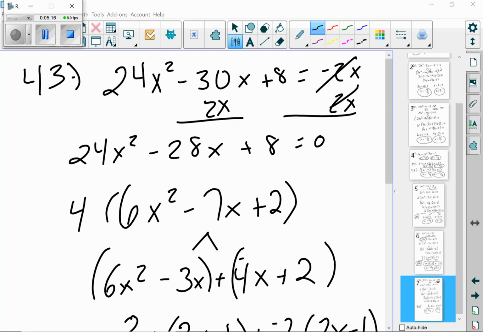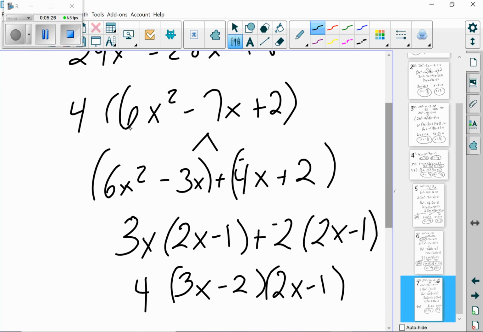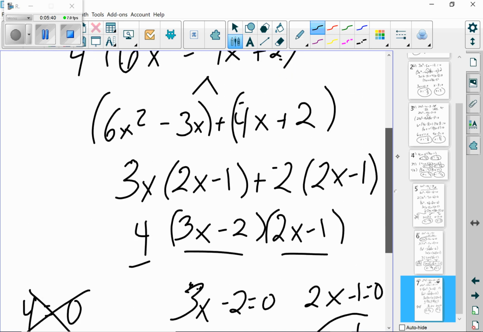Okay, 43, last problem. 24x squared minus 30x plus 8 equals -2x. Bring the 2x to the other side, makes -28x. Pull out the 4 first. Okay, make sure you pull out the GCF if it makes the problem easier to factor. I'm only factoring a 12 here, and I've got to have two negatives that make a 12. Here's -3, -4. I got the factors at the bottom, a 4 out front, a 3x minus 2, and a 2x minus 1.